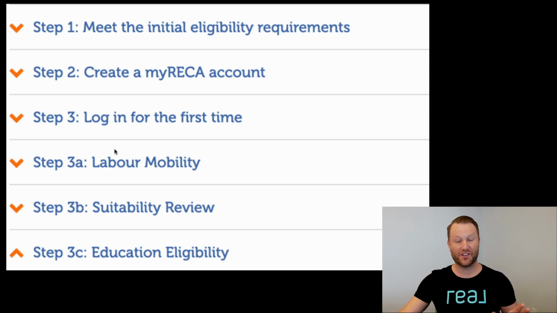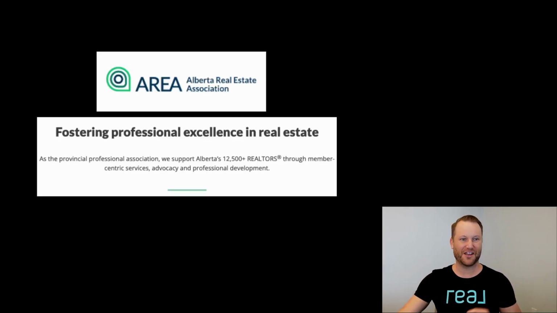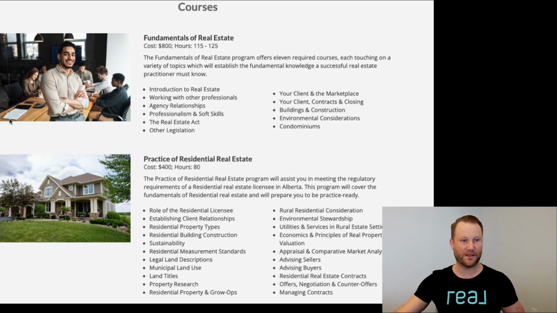So once you have passed the initial screening and RECA says you're an okay person, we'll allow you to be a realtor, then you would go to the Alberta Real Estate Association website, because they are the ones who now look after the educational resourcing and courses for new licensees in the province of Alberta. So there's 2 courses that you have to complete at a minimum there. The first one is the fundamentals of real estate. It's about 120 hours to complete. It's the biggest one. It costs $800 to do.